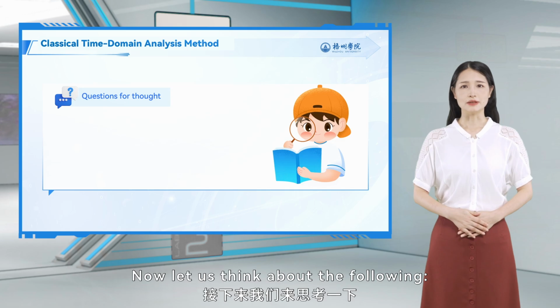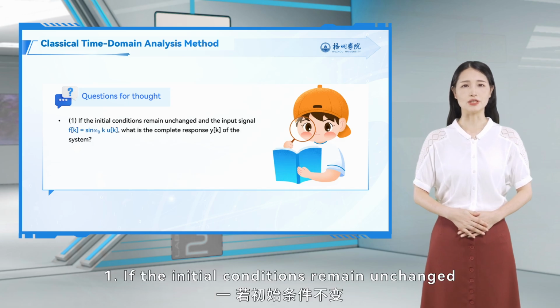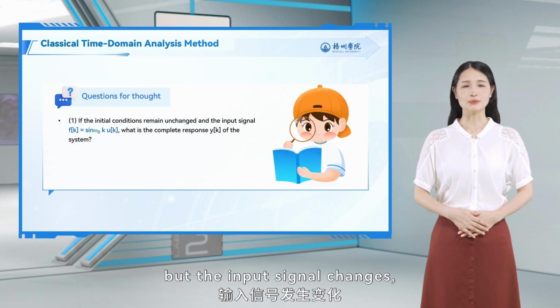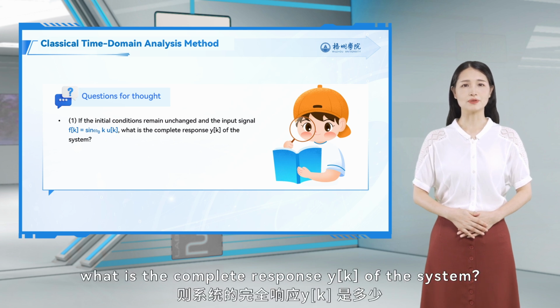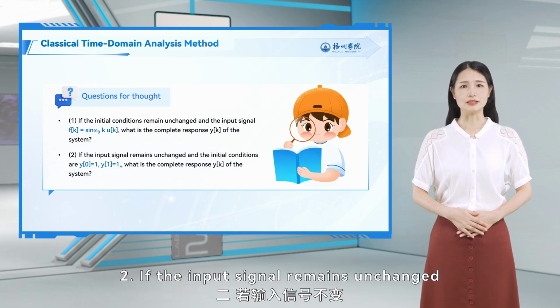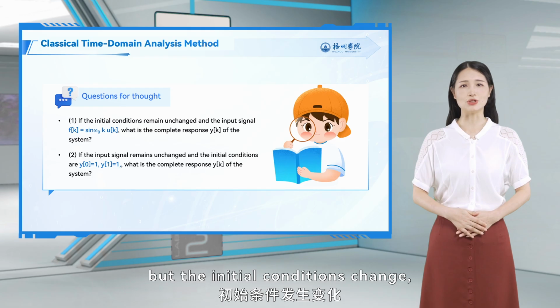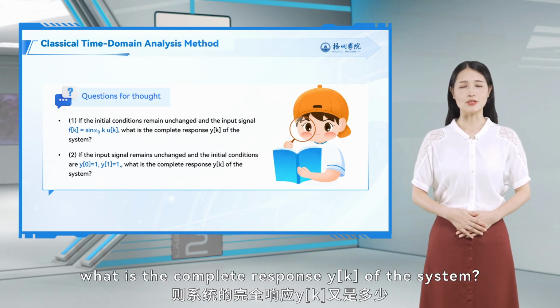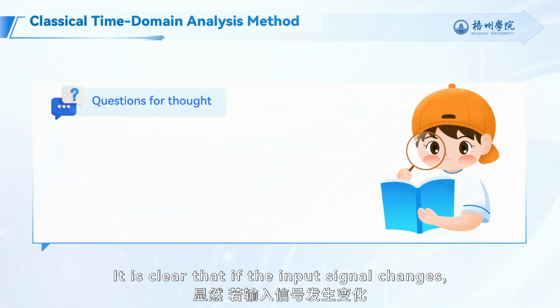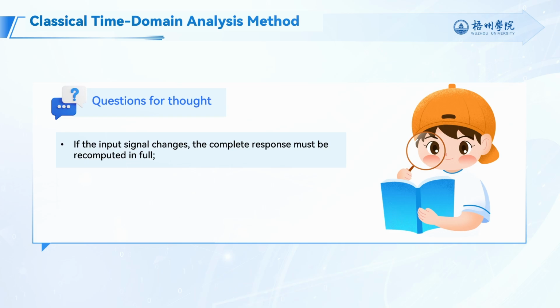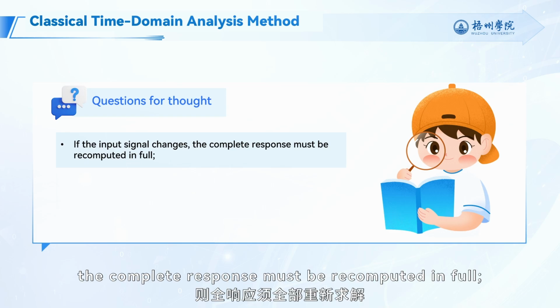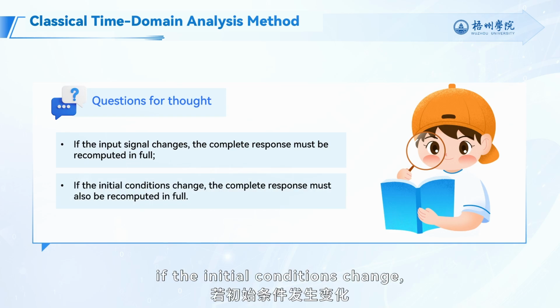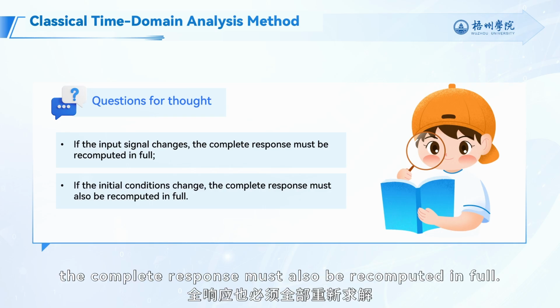Now, let us think about the following. 1. If the initial conditions remain unchanged, but the input signal changes, what is the complete response y[k] of the system? 2. If the input signal remains unchanged, but the initial conditions change, what is the complete response y[k] of the system? It is clear that if the input signal changes, the complete response must be recomputed in full. If the initial conditions change, the complete response must also be recomputed in full.